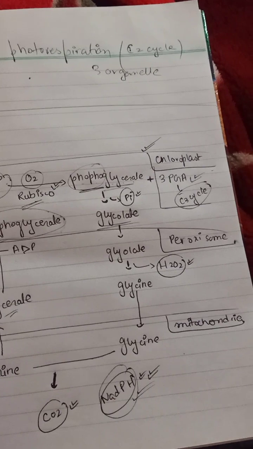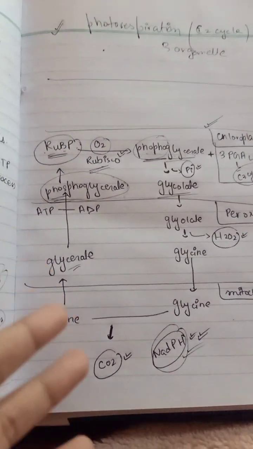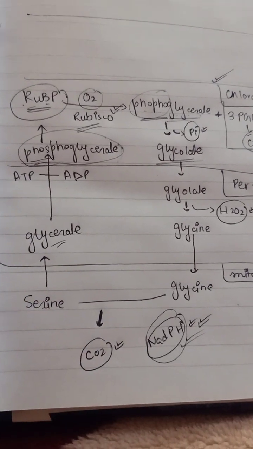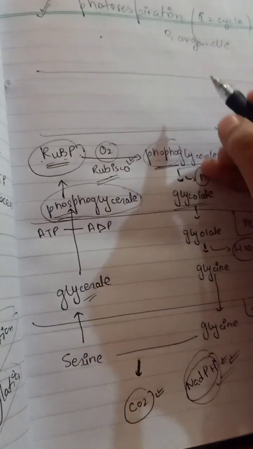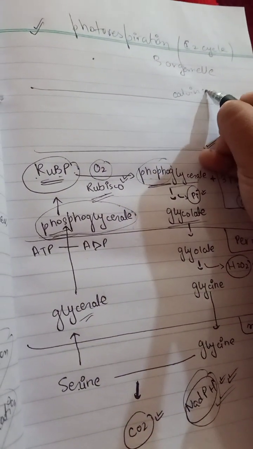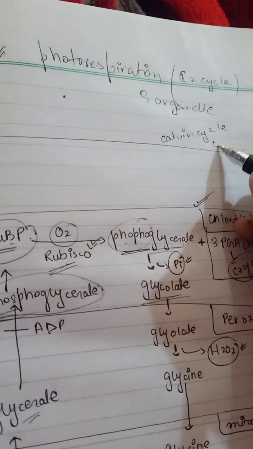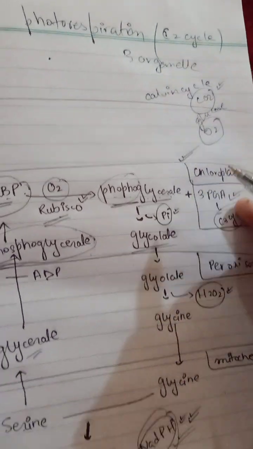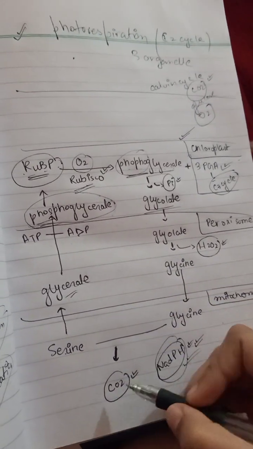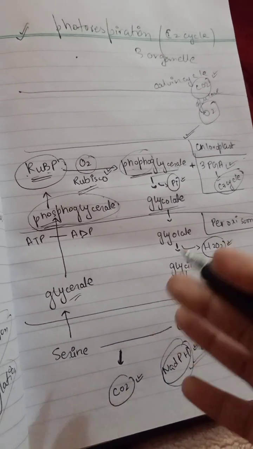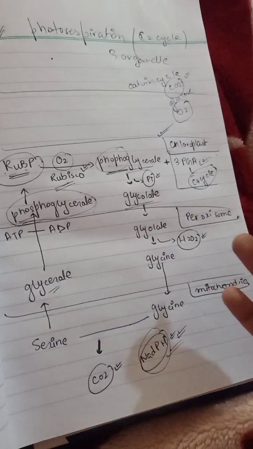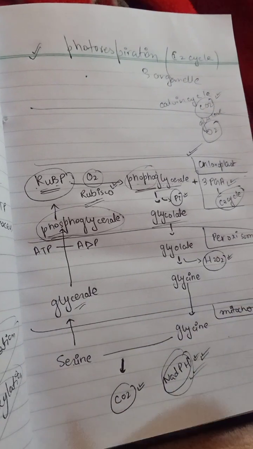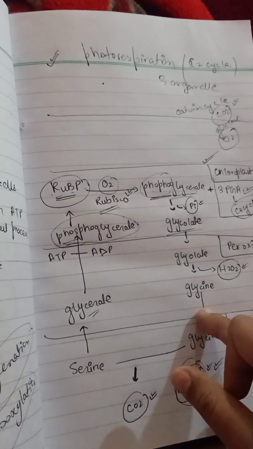So this is a wasteful process where oxygen is absorbed and carbon dioxide is released. But as you all know, we have a useful process, the Calvin cycle. In the Calvin cycle, carbon dioxide is used, glucose is formed, and oxygen is released. Here, carbon dioxide is released and oxygen is used. There is no formation of any useful product, and ATP is consumed. So this is a wasteful process because ATP is consumed.